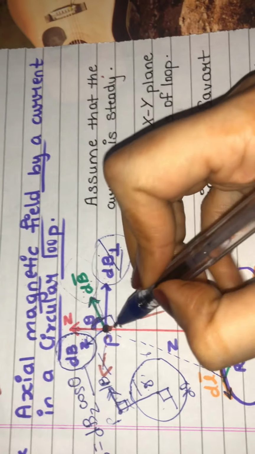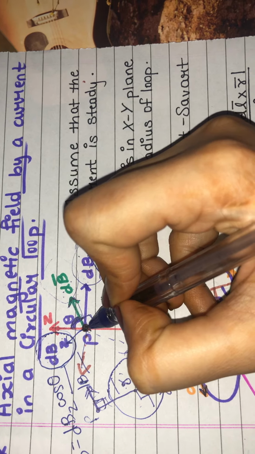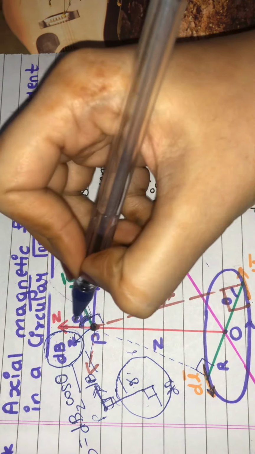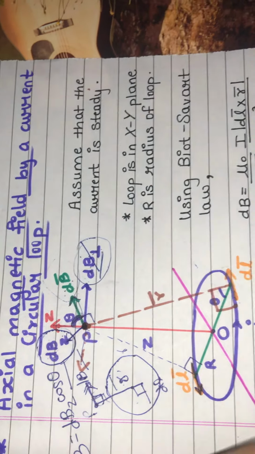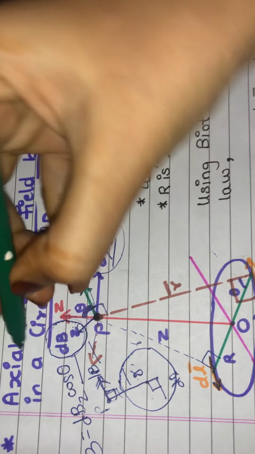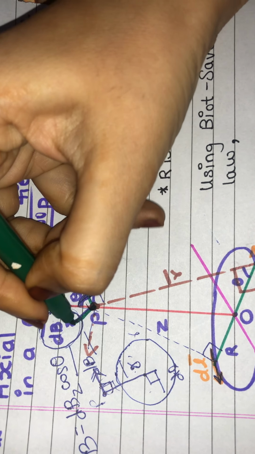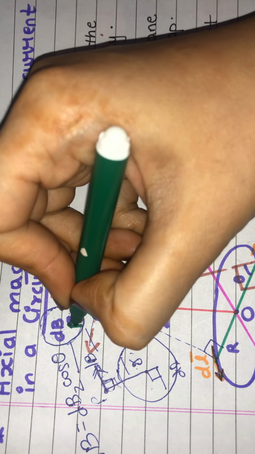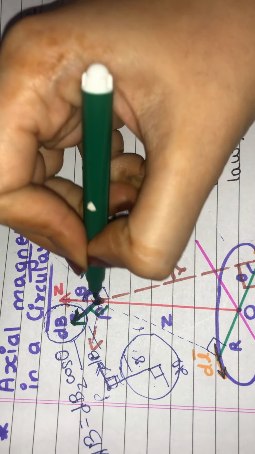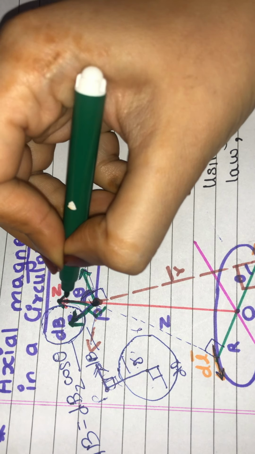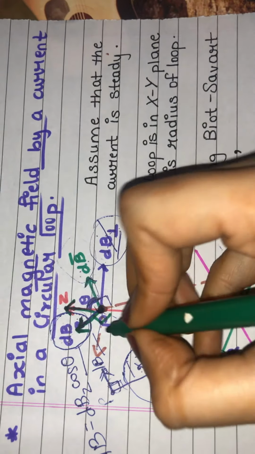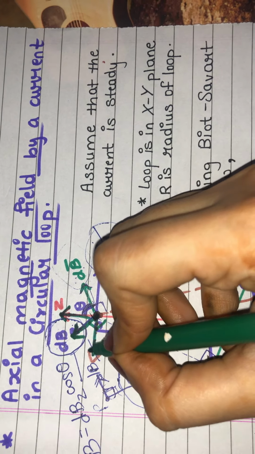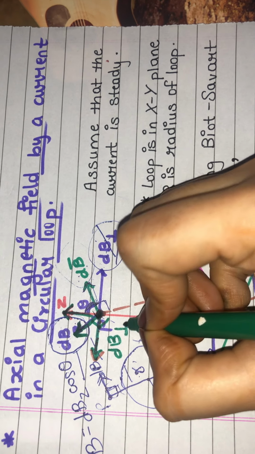For this dl at this point, you will get it here. See, again it is 90 degrees. So this green one is my dB, and this will be my dBz for this dl, and this will be my dB perpendicular, right?